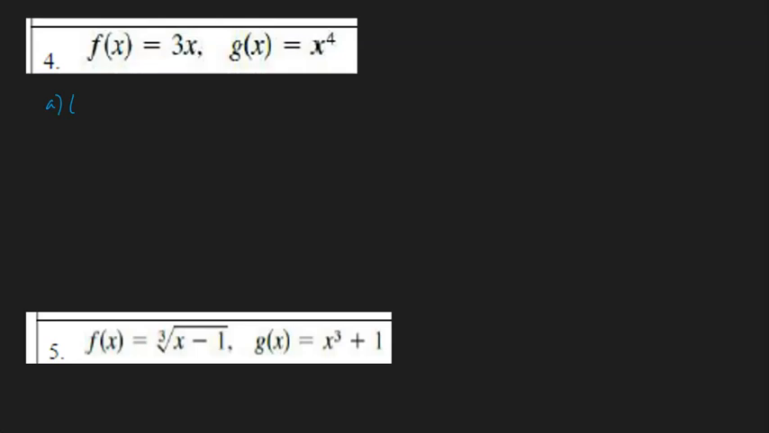So A is f of g of x. g is the input function, 3x to the 4th. B is g of f of x, so that's going to be the input function, so (3x) to the 4th. We can simplify that. So that's 3 to the 4th, x to the 4th. 3 times 3 is 9, 9 times 9 is 81. 81 x to the 4th.